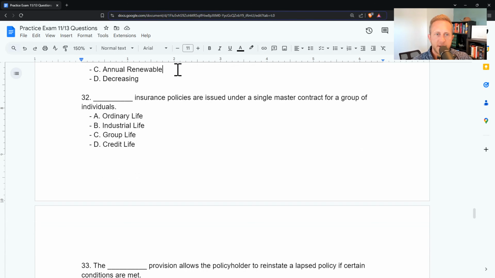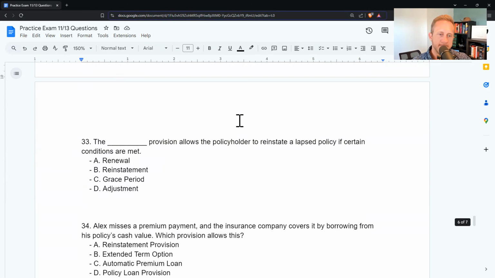Blank insurance policies are issued under a single master contract for a group of individuals. That would be group life. So under group life, there's a master contract. Remember that. And each person gets a certificate of insurance.